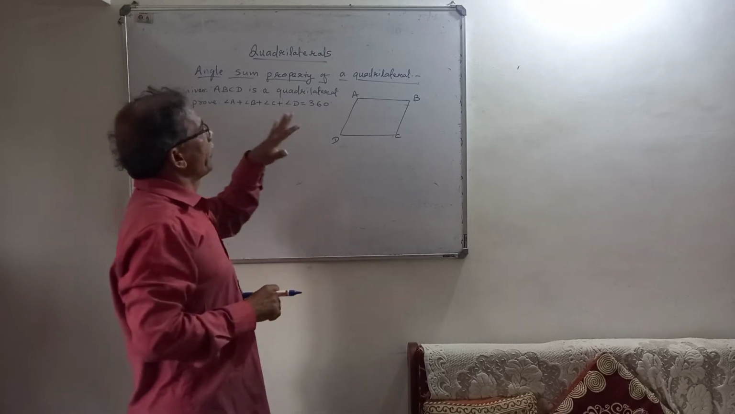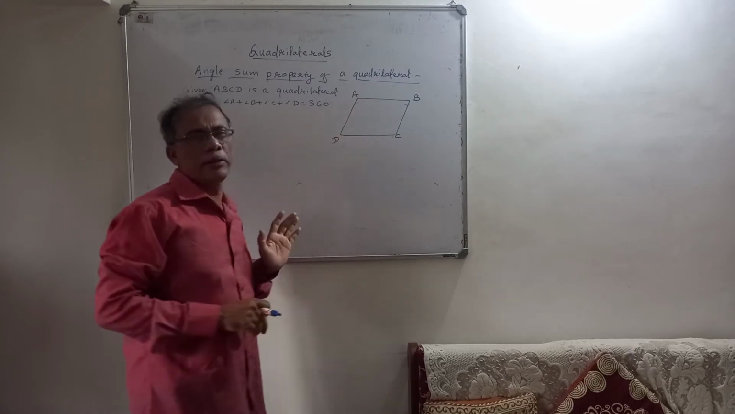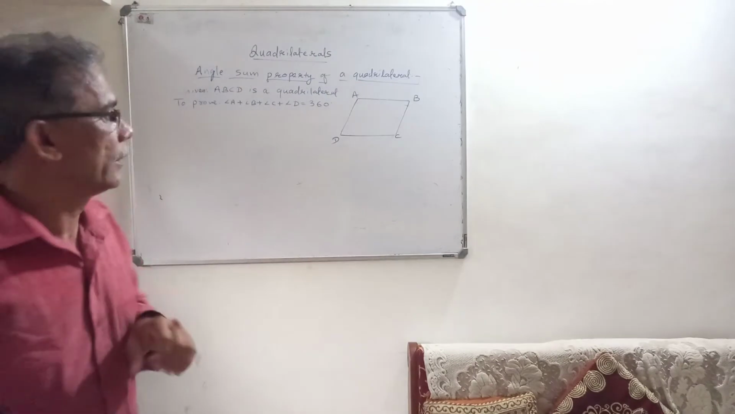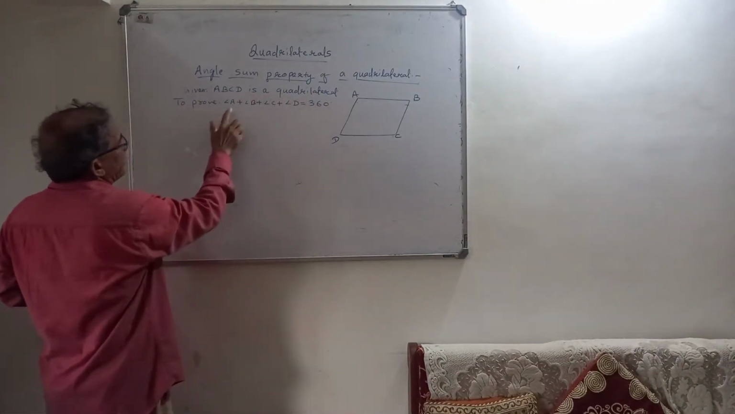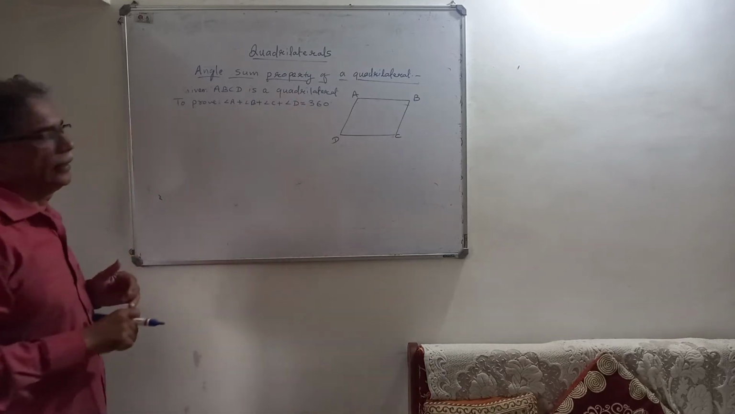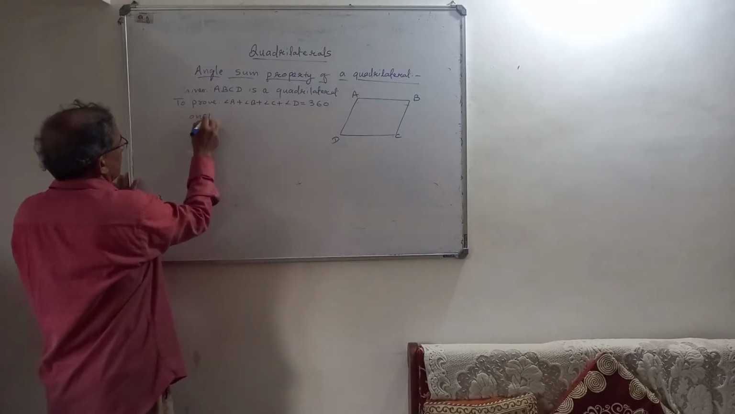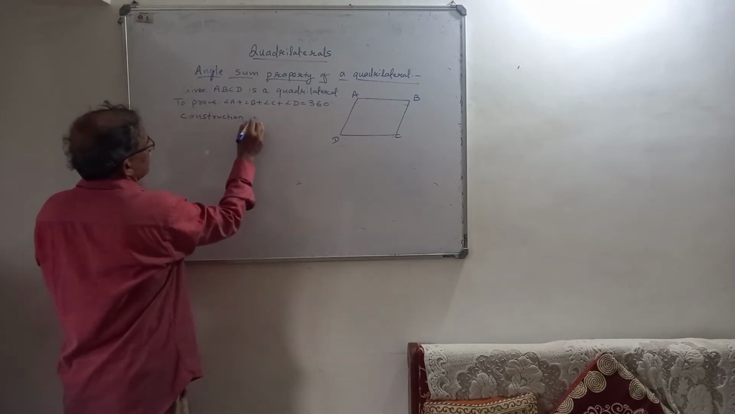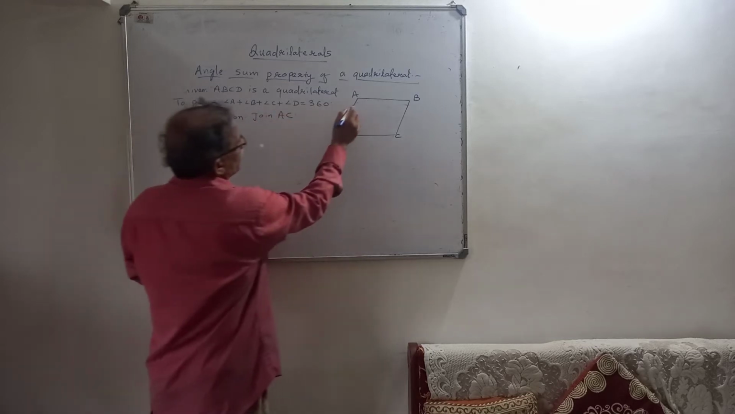Now the angle sum property of a quadrilateral: what is the sum of the measures of all four angles of a quadrilateral? It is 360. That we have to prove now. Given ABCD is a quadrilateral, to prove angle A plus angle B plus angle C plus angle D is equal to 360. Now for this proof, construction: join AC. That means you have to draw any one diagonal.